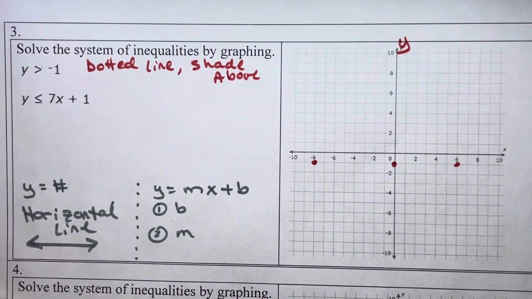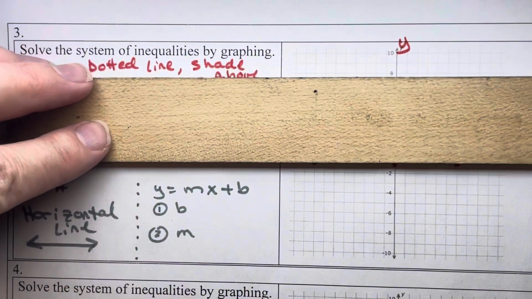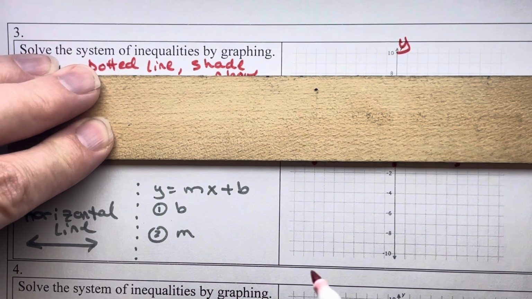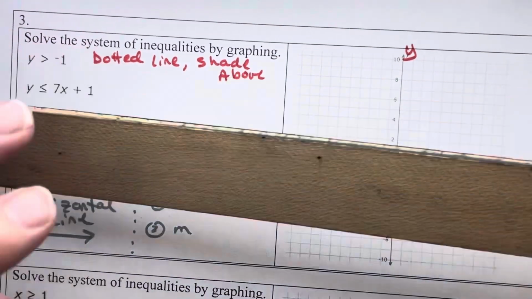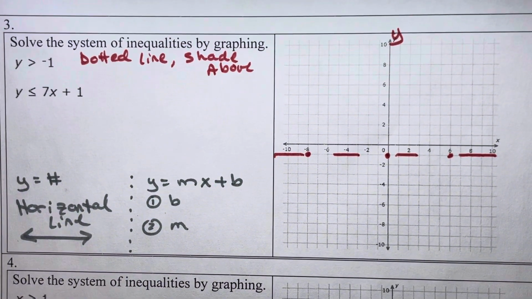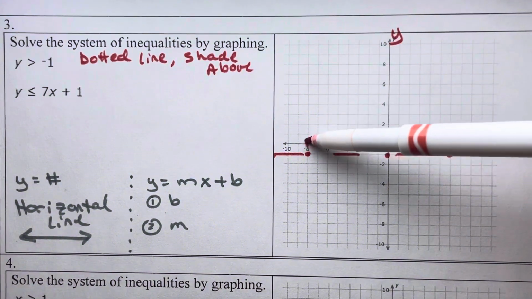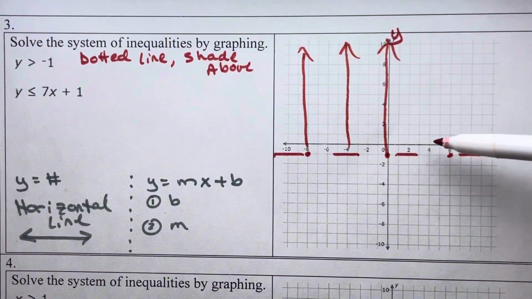Grabbing our straight edge, we're going to make a dotted line. Being careful not to run on autopilot of just connecting your dots. Okay. So now let's look at our shading. So we need to shade above, just straight up from your line.